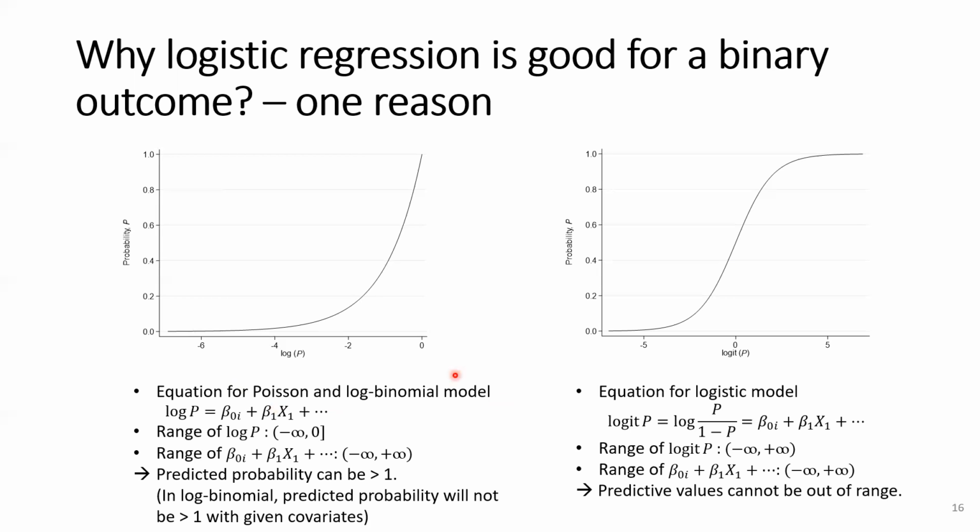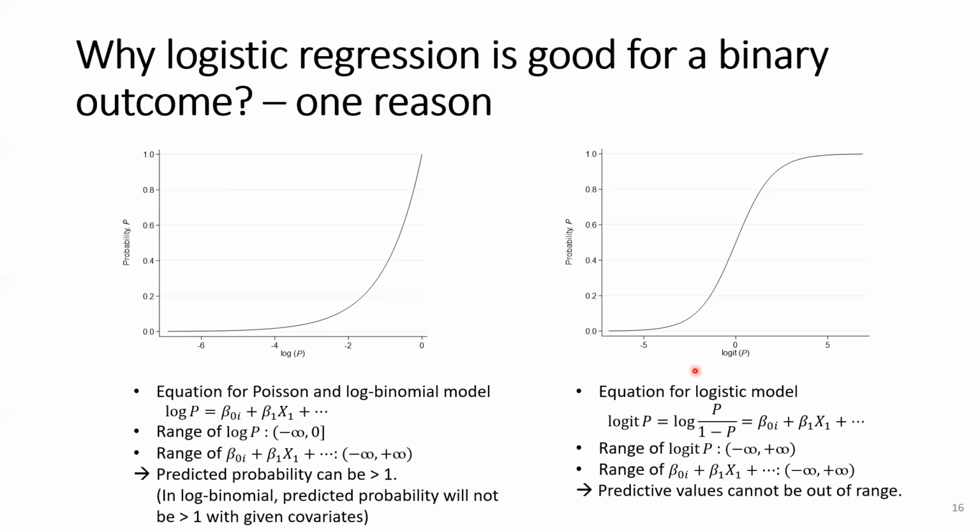according to some paper I read, it seems that predicted probability will not exceed 1 with given covariates. This is what I read, but you may want to check. I have a reference for this, so please check if you have any doubt on this.